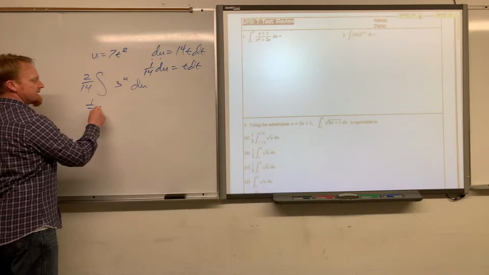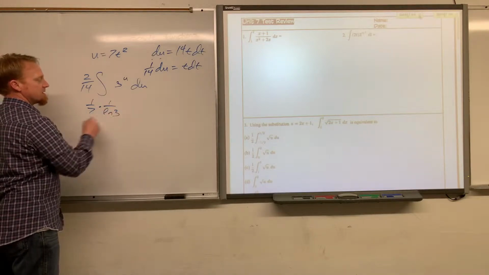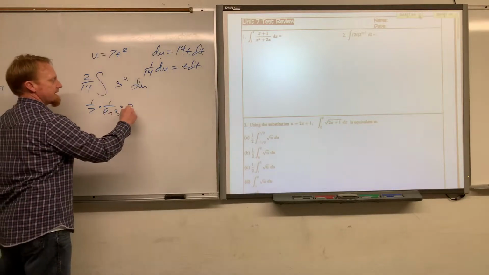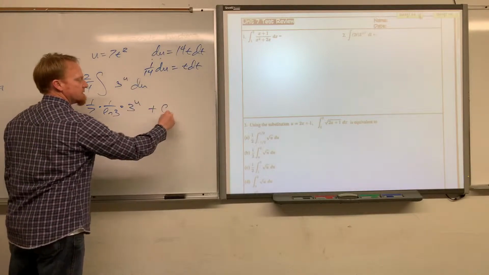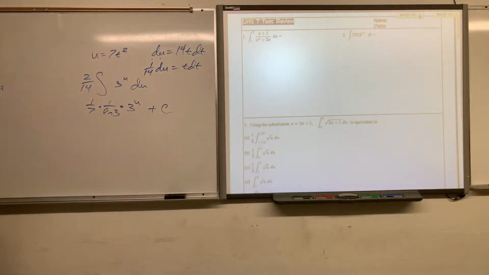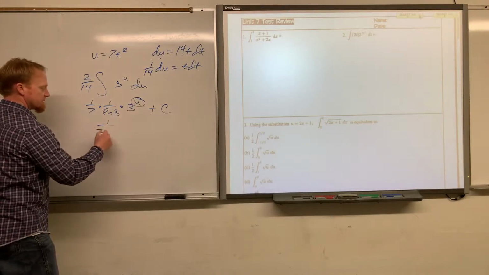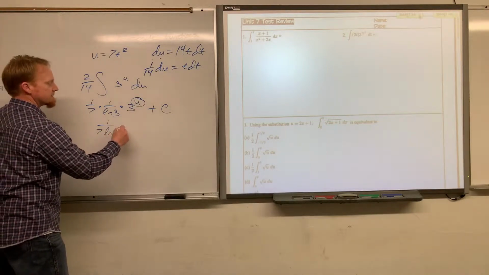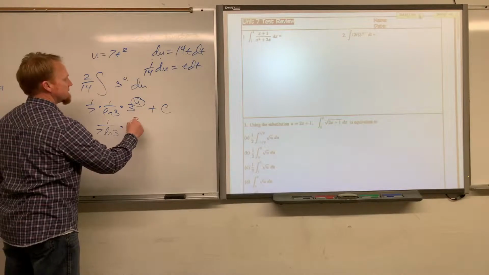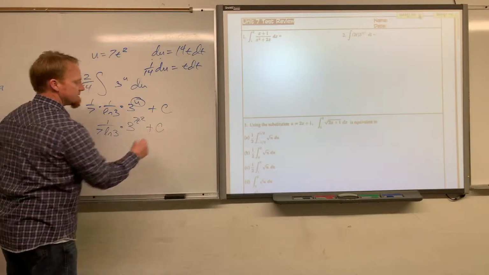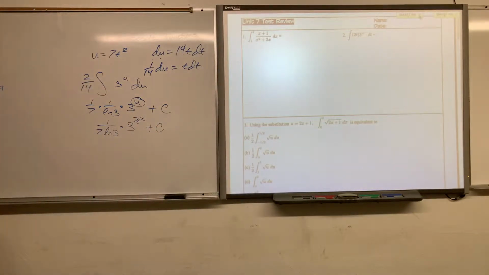If I integrate that, that's going to be 1 over the natural log of the base, which is 3, times itself, plus c. And then all I have to do is plug my u back in. So 1 over 7 natural log of 3 times 3 to the 7t squared plus c. There's my answer to number 2.